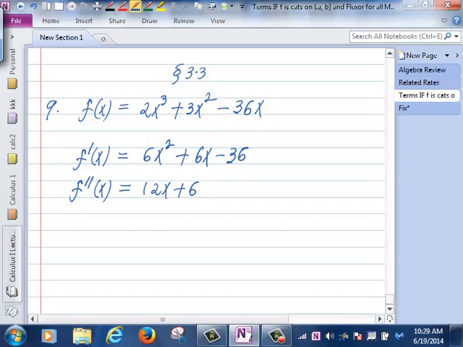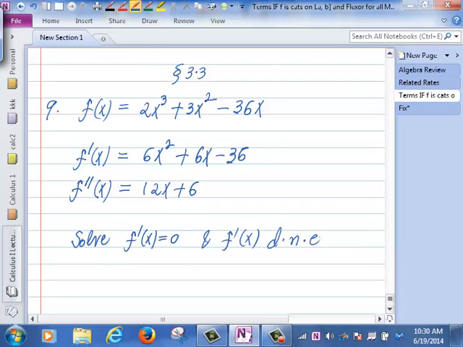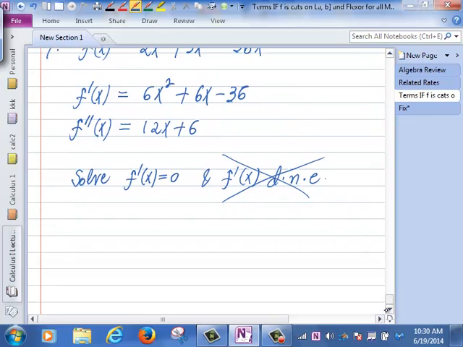So the first thing I'm going to do is solve f prime is 0 and f prime of x does not exist. So find points for which f prime does not exist. As I said, there will be no solution in this case. So that's why I'm crossing that out. Now the derivative is 0. So that means what? 6x squared plus 6x minus 36 is equal to 0, right?